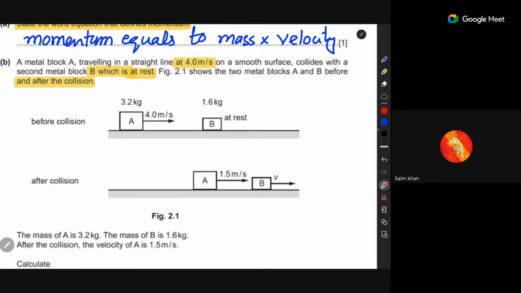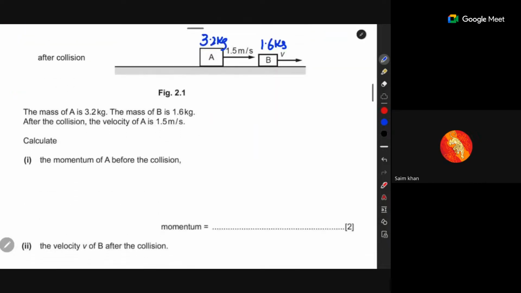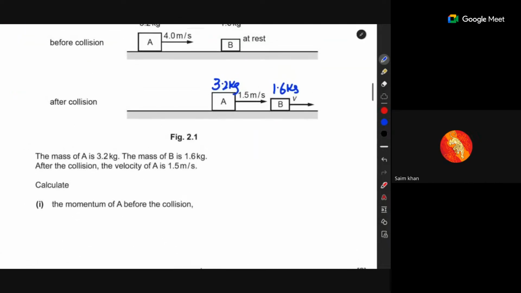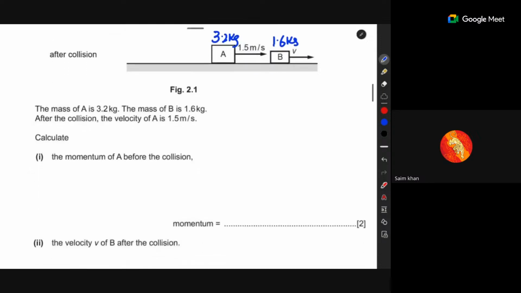So, after collision, block A's mass will remain the same. I'm just going to write the mass here, 3.2 kg, and it has a lower velocity, 1.5. And which one is this? The 1.6 kg block. Its velocity is to be calculated. So we have to calculate the momentum.